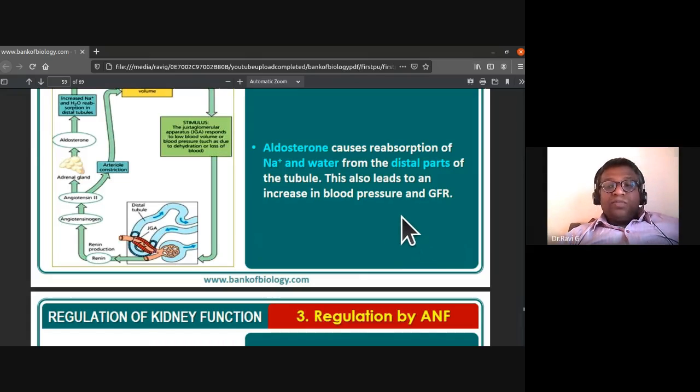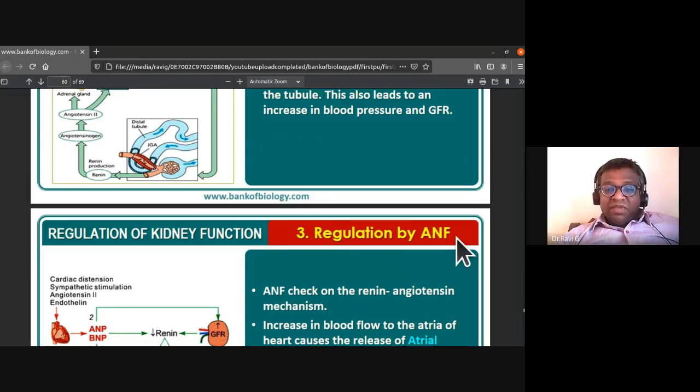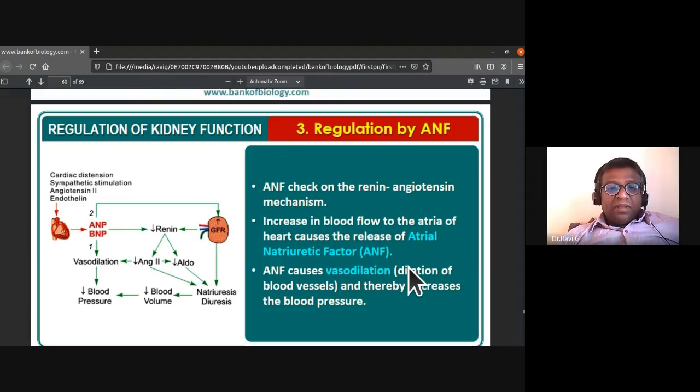Especially regulation by ANF. ANF checks on the renin-angiotensin mechanism. ANF is atrial natriuretic factor. So ANF checks on the renin-angiotensin mechanism, which is initiated by the juxtaglomerular apparatus. This mechanism is regulated by atrial, or auricular, natriuretic factor.